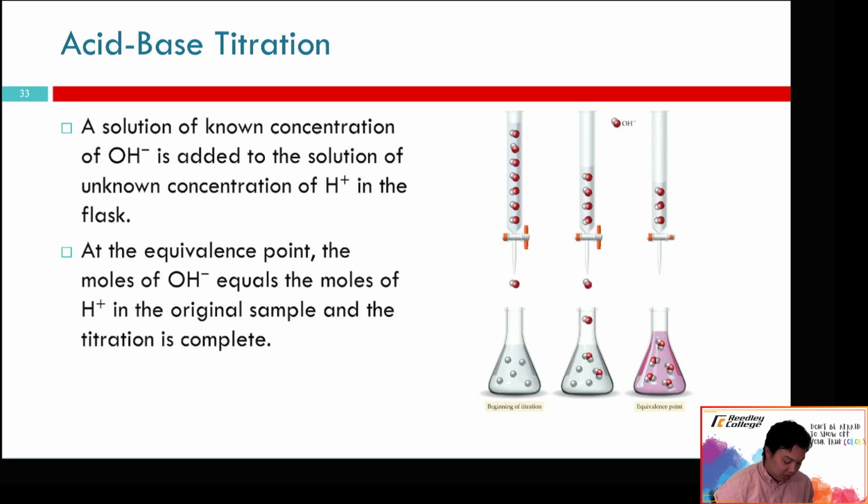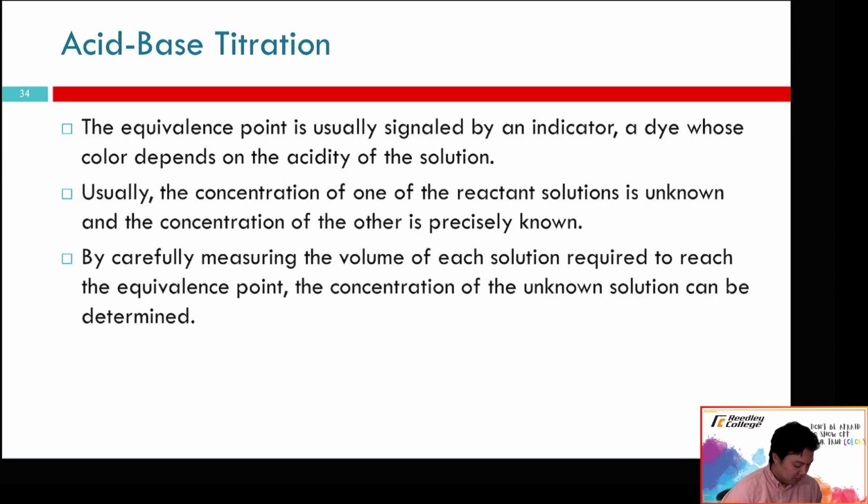So a solution of known concentration of hydroxide is added to the solution of unknown concentration of H plus in the flask, right? At the equivalence point, the moles of hydroxide is equal to the moles of H plus in the original sample, and the titration is complete. And it turns this pink color, which you'll see in the lab video if you haven't done it already. The equivalence point is usually signaled by an indicator or a dye whose color depends on the acidity of the solution.